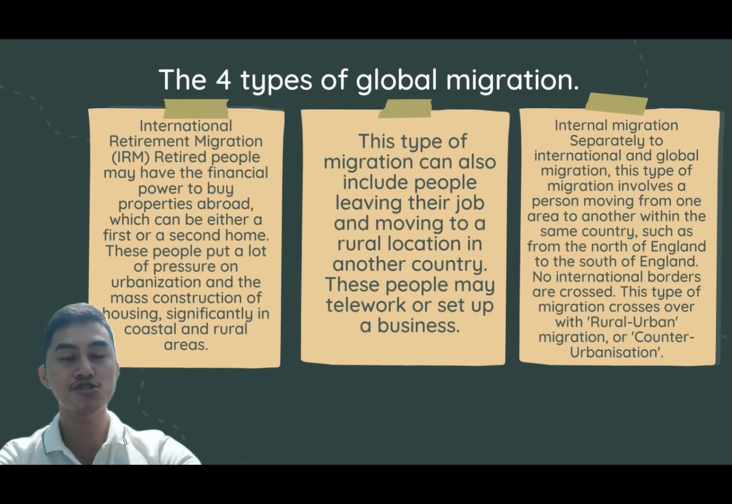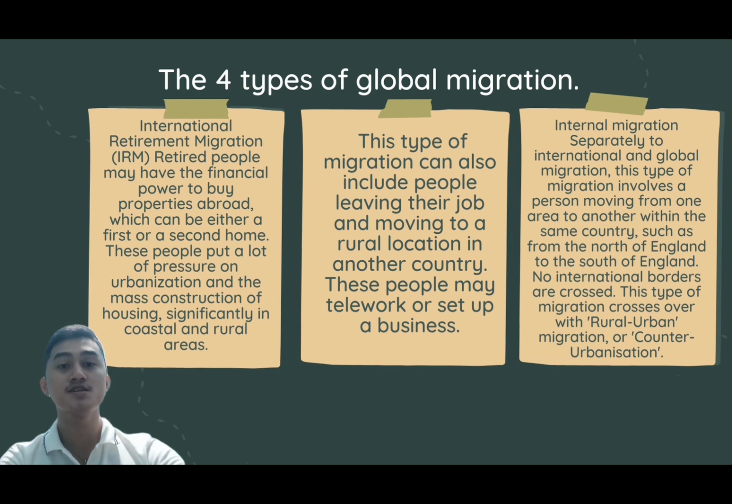International Retirement Migration, or IRM. Retired people may have the financial power to buy properties abroad, which can be either a first or a second home. These people put a lot of pressure on urbanization and the mass construction of housing, significantly in coastal and rural areas. This type of migration can also include people leaving their job and moving to a rural location in another country. These people may telework or set up a business.